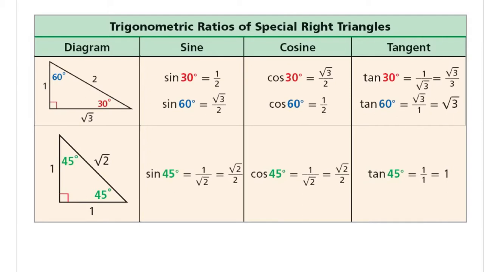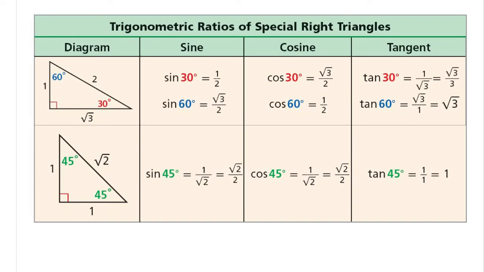This table from your book is summarizing the special right triangles. When we are looking at right triangles, a 30, 60, 90 triangle and a 45, 45, 90 triangle, we call them our special right triangles because we know pretty quickly what their side lengths are. In a 30, 60, 90, the one side is going to be 1, the hypotenuse is going to be 2, and then the other side length is going to be the square root of 3. And that's coming from your Pythagorean theorem.